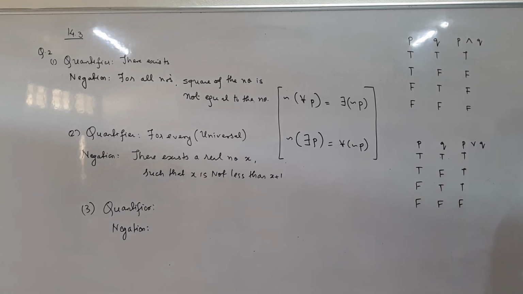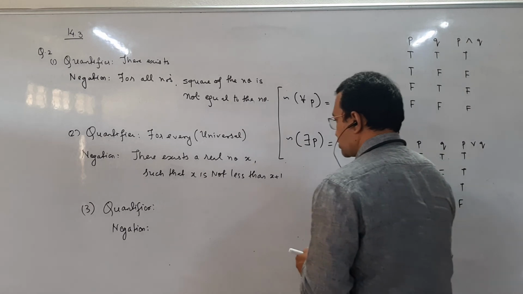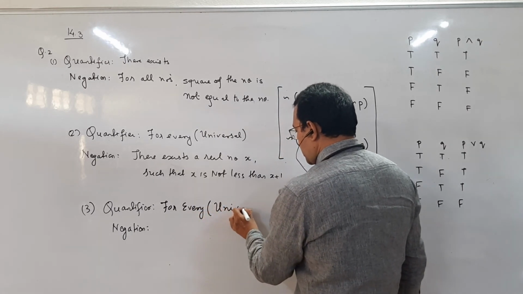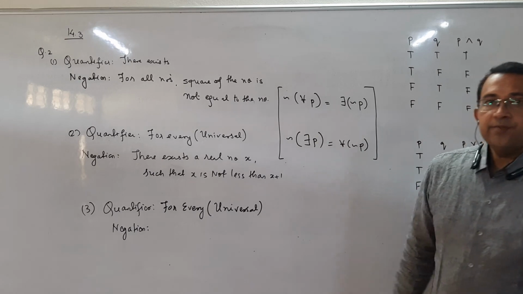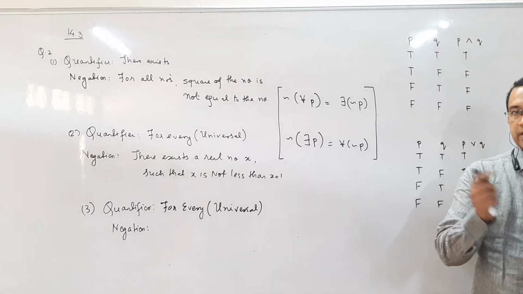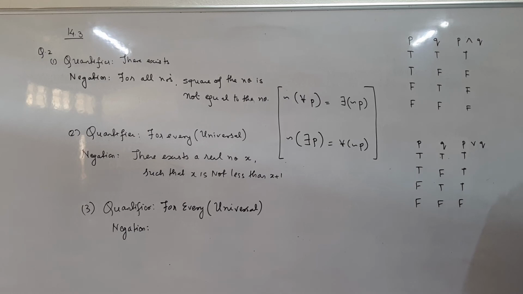There exists a capital for every state in India. I think students the statement is wrong. For every state there is a capital in India. I think this statement is slightly wrong in the textbook. Every state in India has a capital. This is the statement. You can change the statement. So the quantifier is for every. For every means universal. This should be the statement, not as given in the textbook.